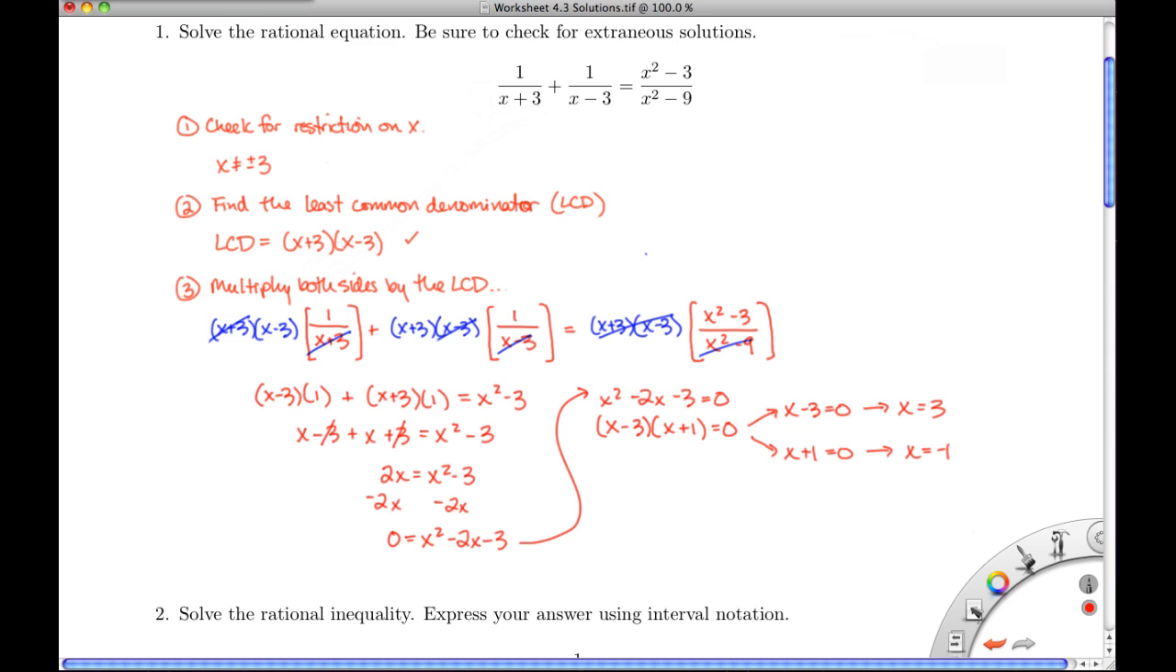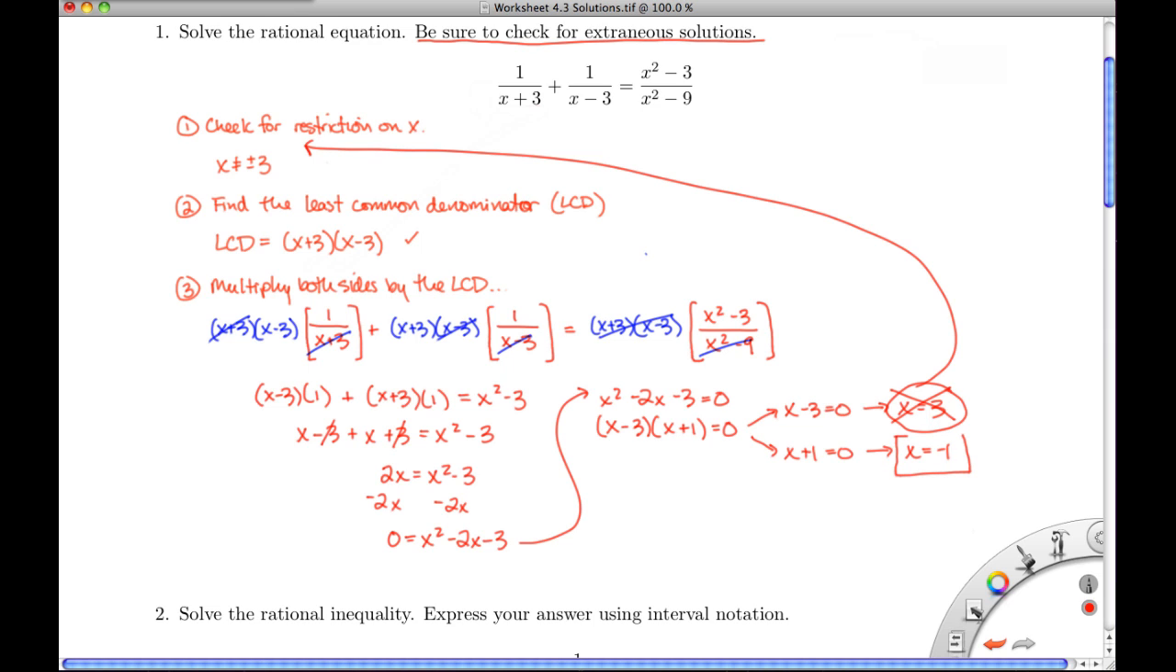Now at this point, you should sort of get an uneasy feeling in your stomach, because one of these solutions, namely the x equals 3, is actually a restriction. So at this point, this is where that "be sure to check for extraneous solutions" comes in. This is one of our restrictions. So we're actually going to cut that out because we can't use x equals positive 3. So our only solution to this equation that we started off with is going to be x equals negative 1. So this is a general procedure that you can use for any equation that involves rational functions. Just again, make sure you check your restrictions.